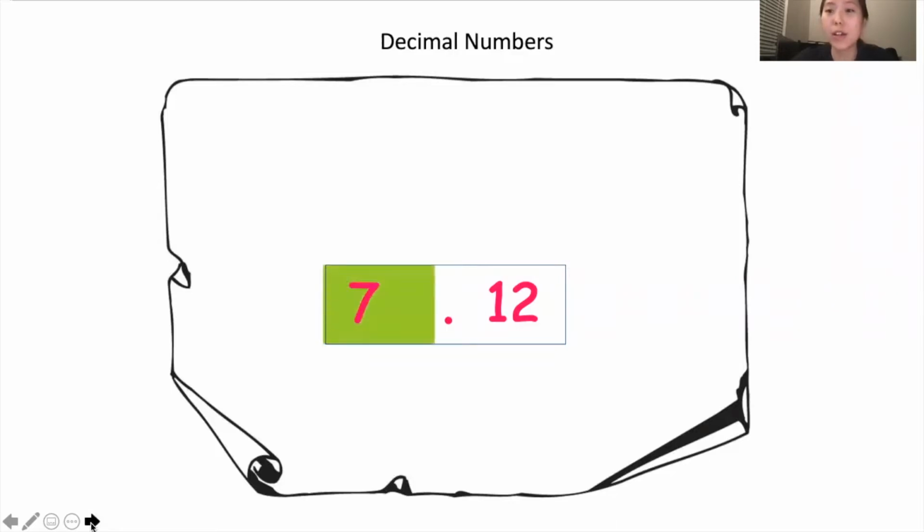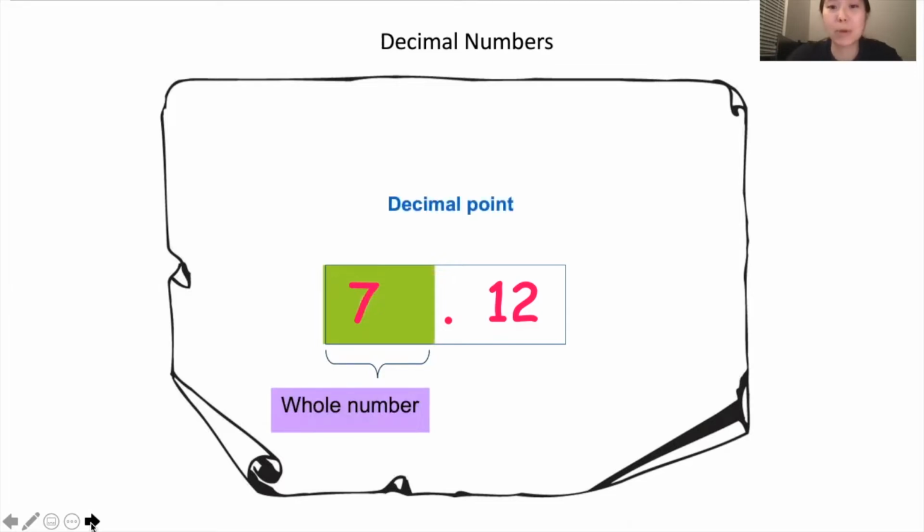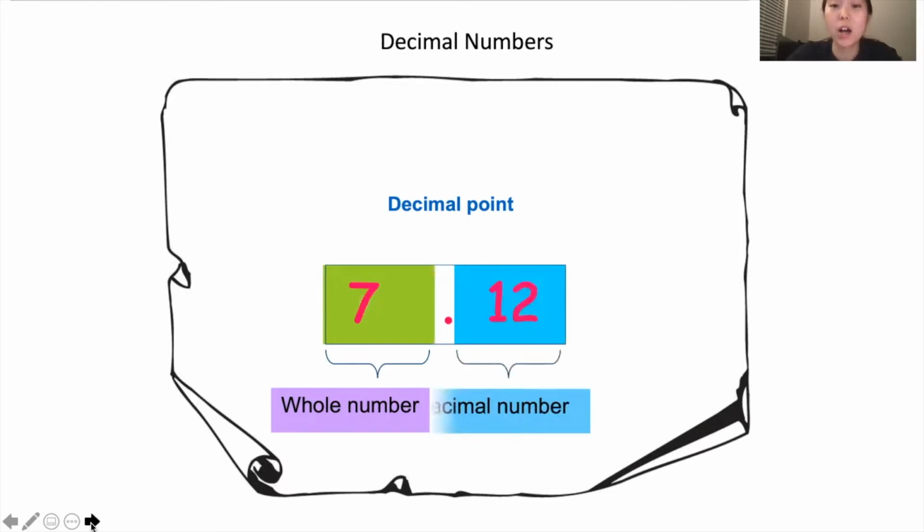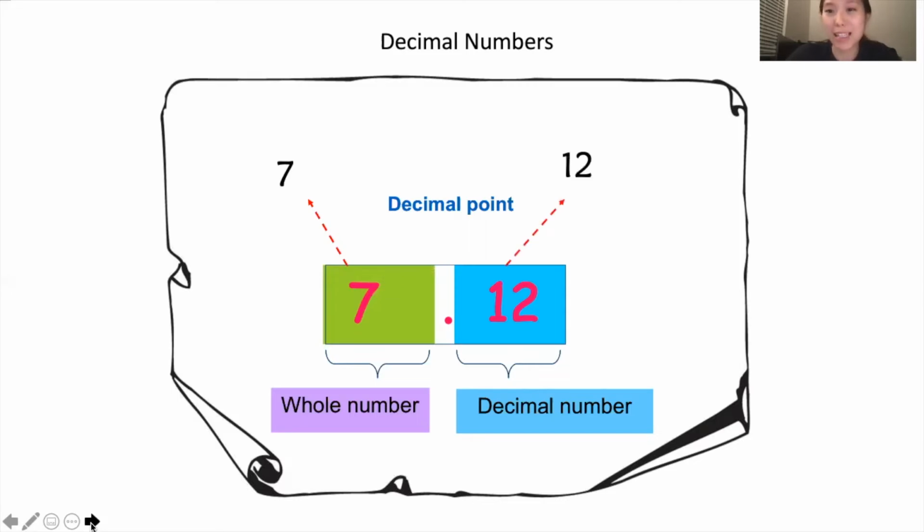We usually divide our decimal numbers into two parts. The first part we call the whole number part. It is in front of the decimal point. And then we have another part we call the decimal number part. It is after the decimal point. In this decimal number, we have a 7 in our whole number part, and we have a 12 in our decimal number part. So this is a decimal number.